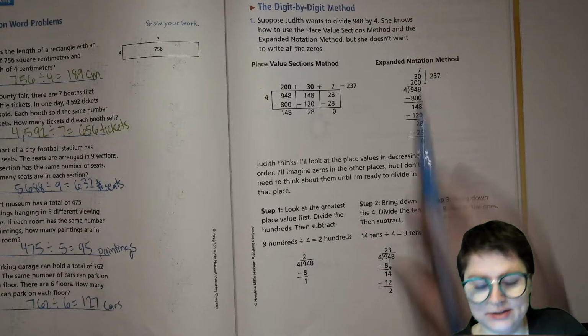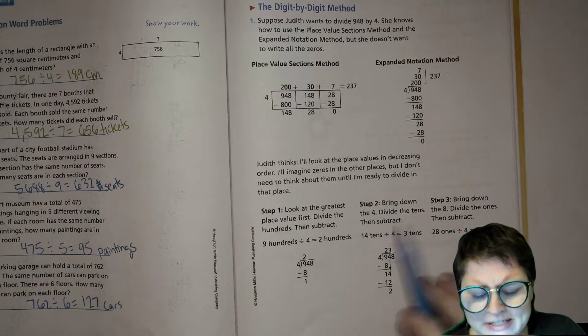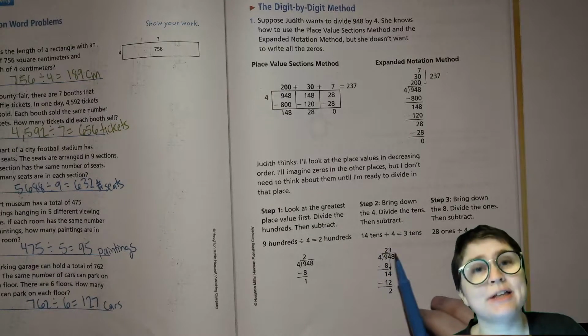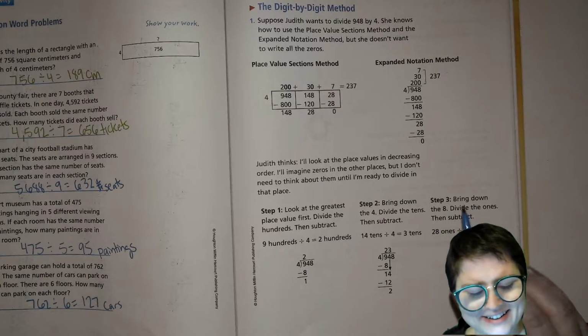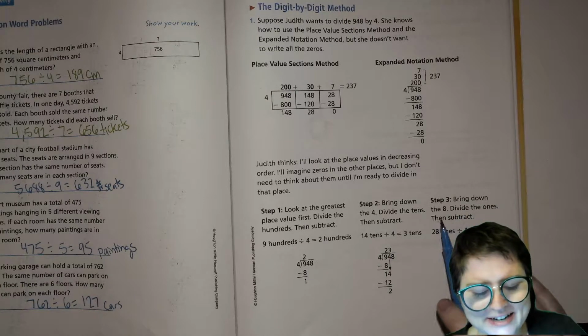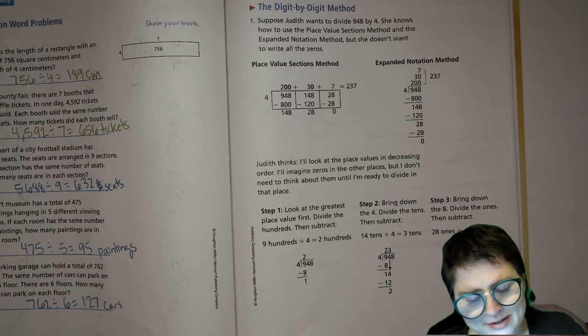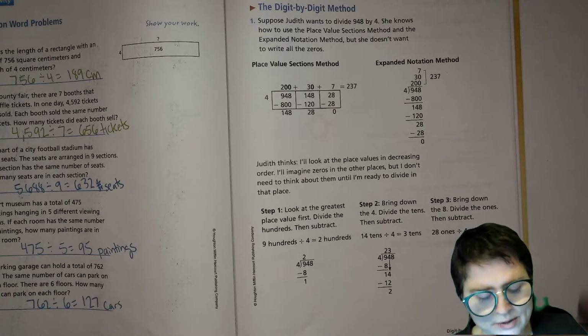That's the big difference. Then step 2, bring down the 4. Divide the tens and subtract. 14 tens divided by 4 is 3 tens. She puts that 3 in the tens place there. And then step 3, bring down the 8, divide the ones, then subtract. So then she brings down that 8, and 28 ones divided by 4 is 7 ones.